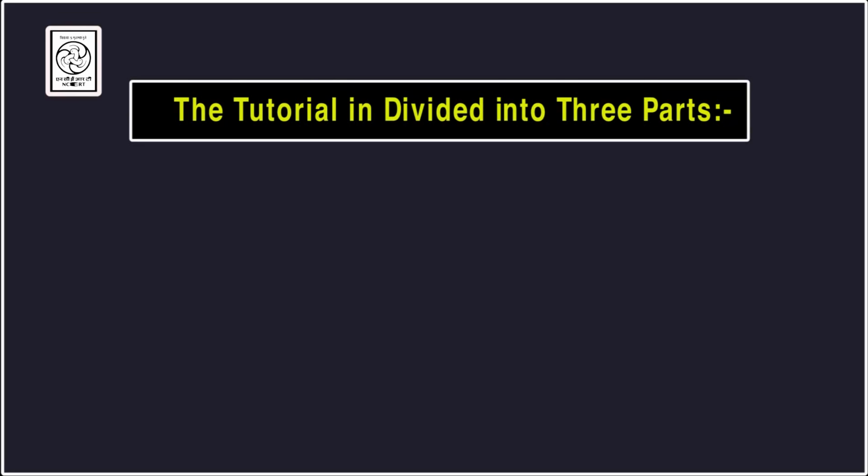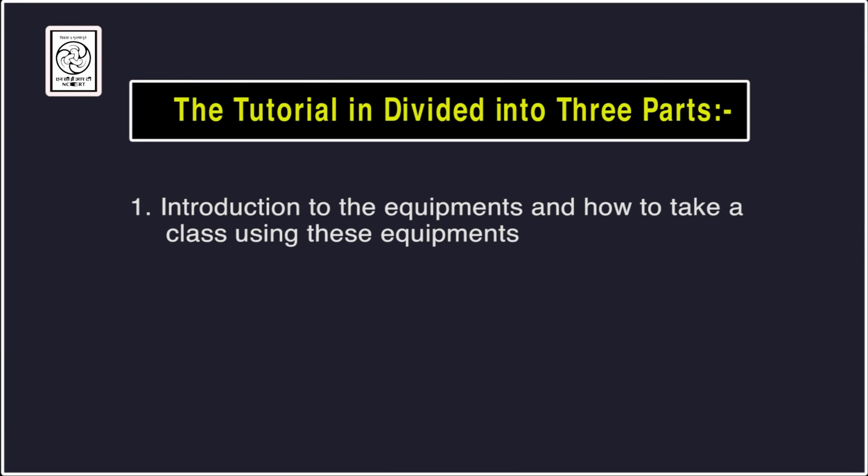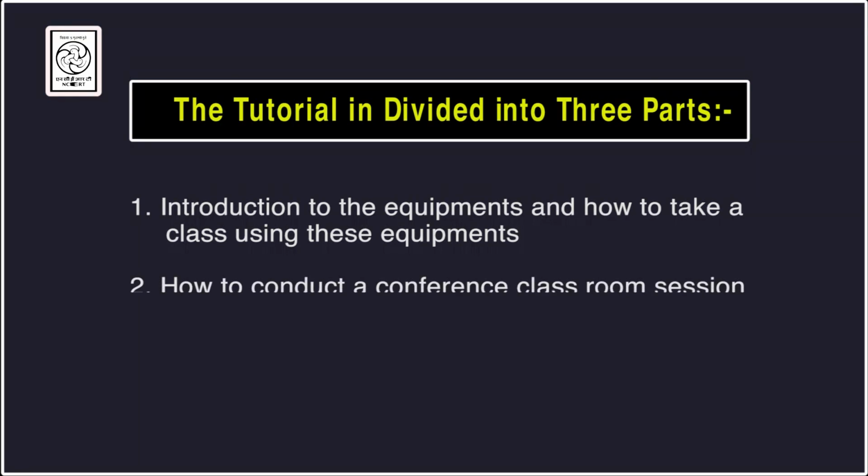We know that these smart classrooms can be used in many ways to cover several aspects. Therefore, this tutorial will be divided in three parts. First part will be introduction to the equipments and how to take a class using these equipments. Second part will cover how to conduct a conference classroom session, and the third part will cover the operations of AView. AView is a software. Regarding this software, all the details we will see in the third section of the tutorial.